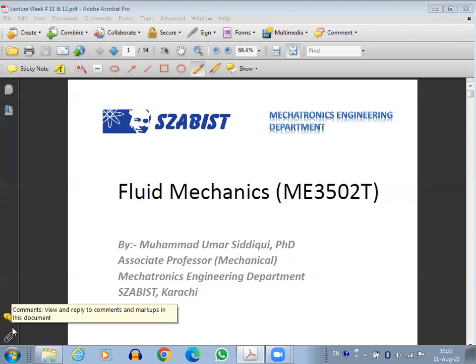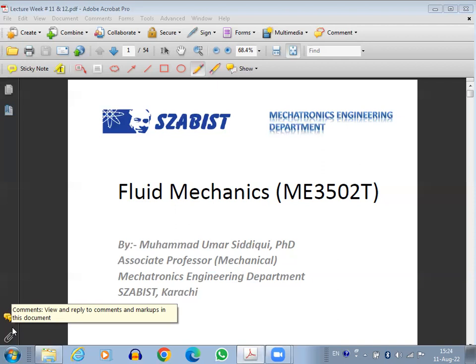Then in chapter number 6, we applied the same Reynolds transport theorem for the momentum analysis of the fluid flows. And now what we are going to do is apply the Reynolds transport theorem for the energy analysis of the fluid flow. So basically, chapters number 5, 6, 7 belong to fluid kinetics.